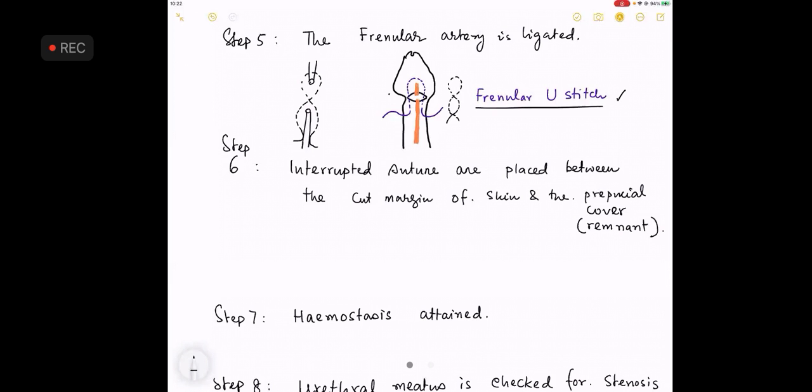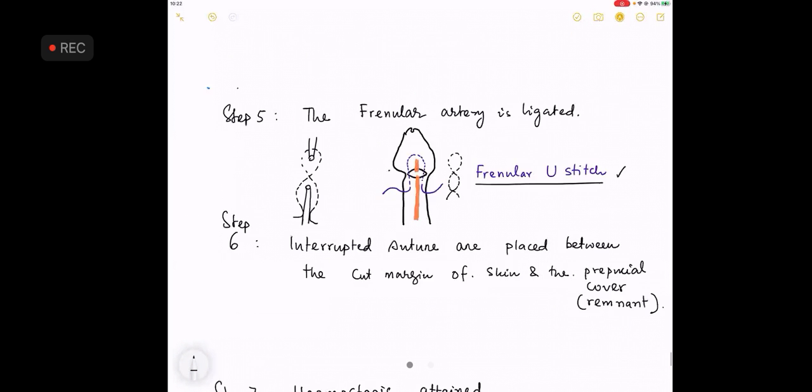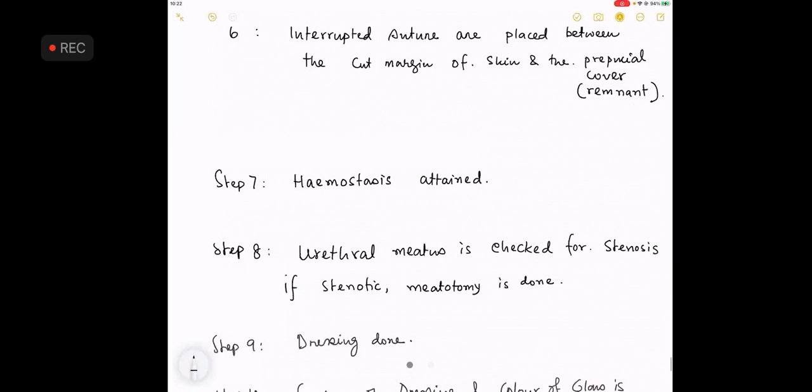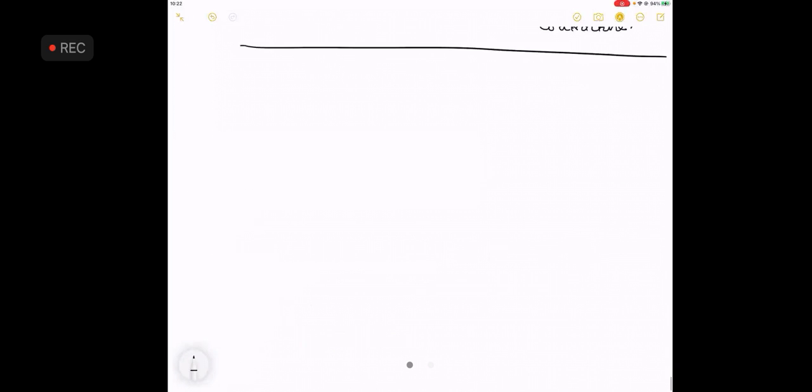Sir, the distance from the corona glandis is how many cm? 5 millimeters. Thank you, sir. Come to the next operation.